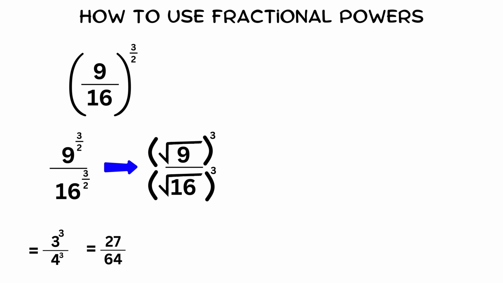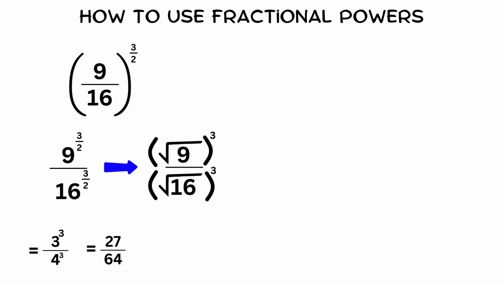The last thing we need to look at is what happens when you have a fraction that's raised to a fractional power. These questions basically use all of the rules that we've learned so far in one go. So for 9 over 16 to the power of 3 over 2, the first thing we do is apply the 3 over 2 power to the numerator and denominator separately. So 9 to the power of 3 over 2 divided by 16 to the power of 3 over 2. Next, we can rewrite the top as the square root of 9 cubed and the bottom as the square root of 16 cubed, which simplifies to 3 cubed over 4 cubed, so 27 over 64.